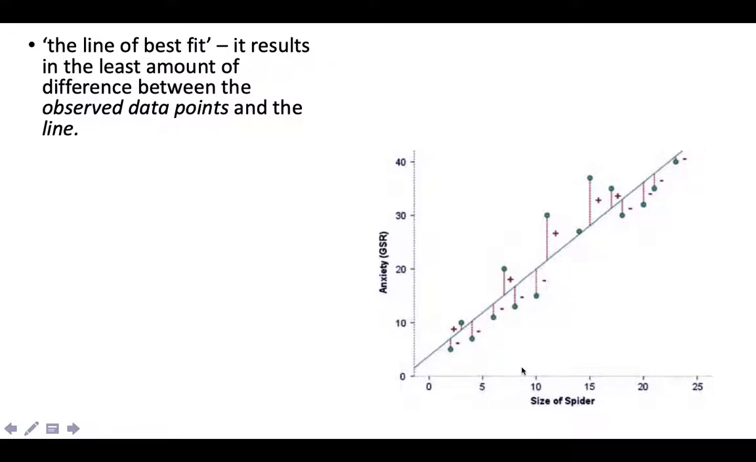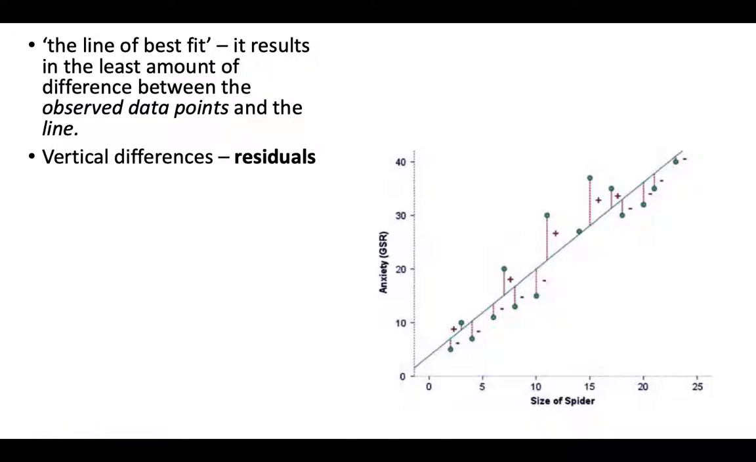You can see that your data shows a positive relationship. So the correlation is positive. The bigger the spider, the higher the anxiety level. And this is the line of best fit. But still, since this is a straight line, it doesn't follow our data points. There are differences between the line and the data points. And these differences are called residuals. Previously, we called them deviations. So these are actually deviations from the line.